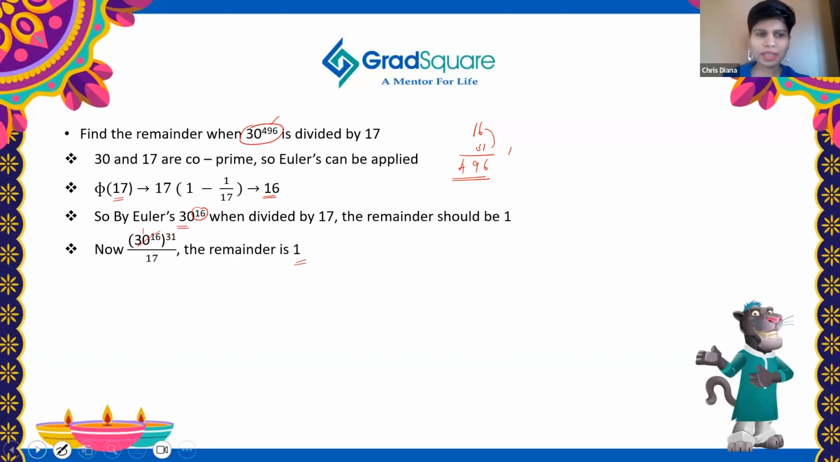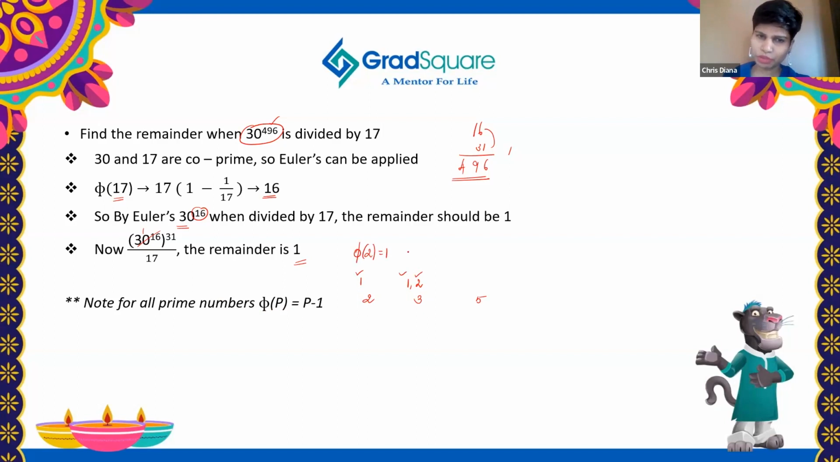Now let us have a small note. We saw that 17 was a prime number, and we know that all the positive integers below any prime number are going to be co-prime to it. So for any prime number, phi of p will always be p minus 1. For example, you take prime numbers 2, 3, 5. The positive integer below 2 is 1 and 1 is co-prime to 2. So phi of 2 is equal to 1. Now for 3, 1 and 2 are the positive integers below 3 and both are co-prime to 3. So phi of 3 is equal to 2.